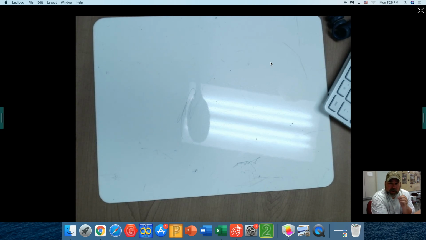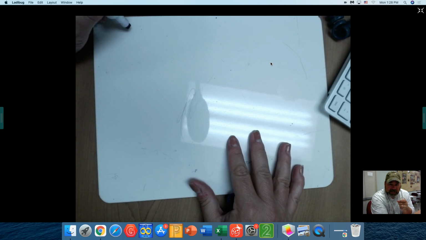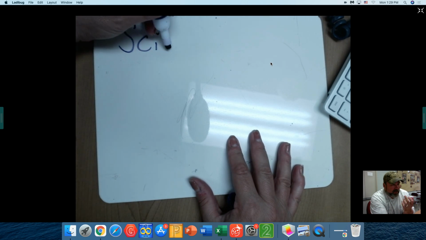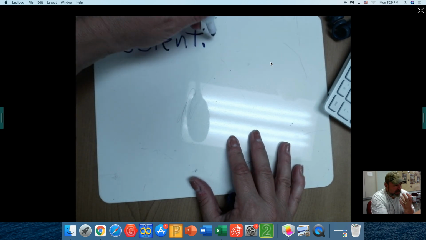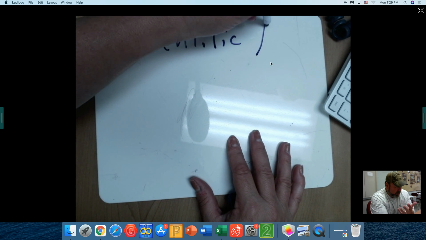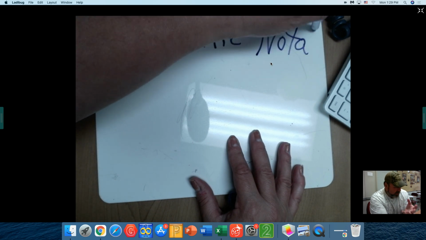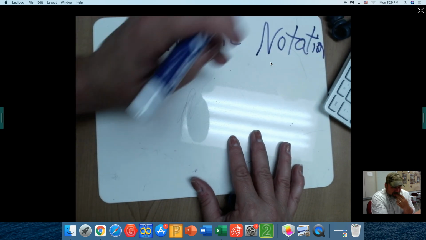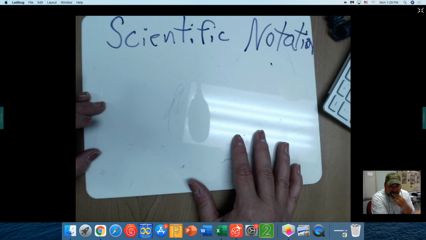And this lesson is going to be on scientific notation. So, Miss Powell, have you ever had a really, really big number or a really, really small number and you just got sick of writing all the zeros? Yes. So that's why scientific notation, which I ran out of room there.